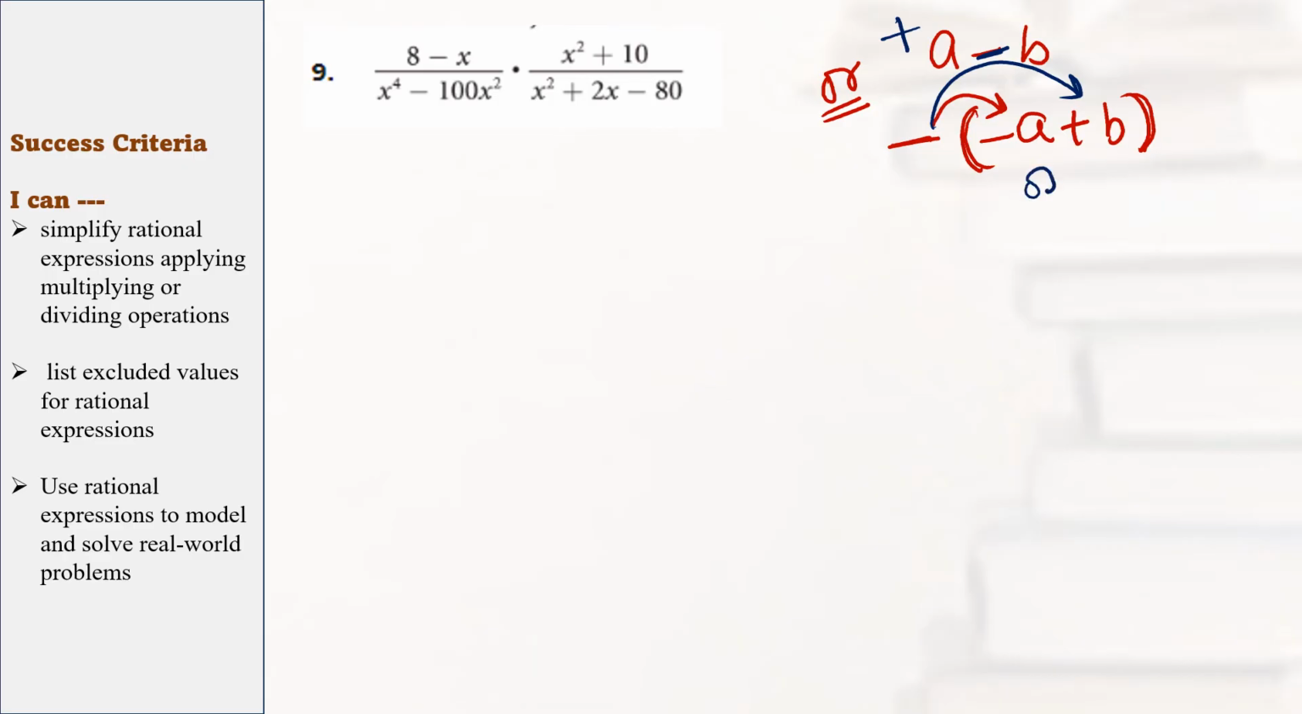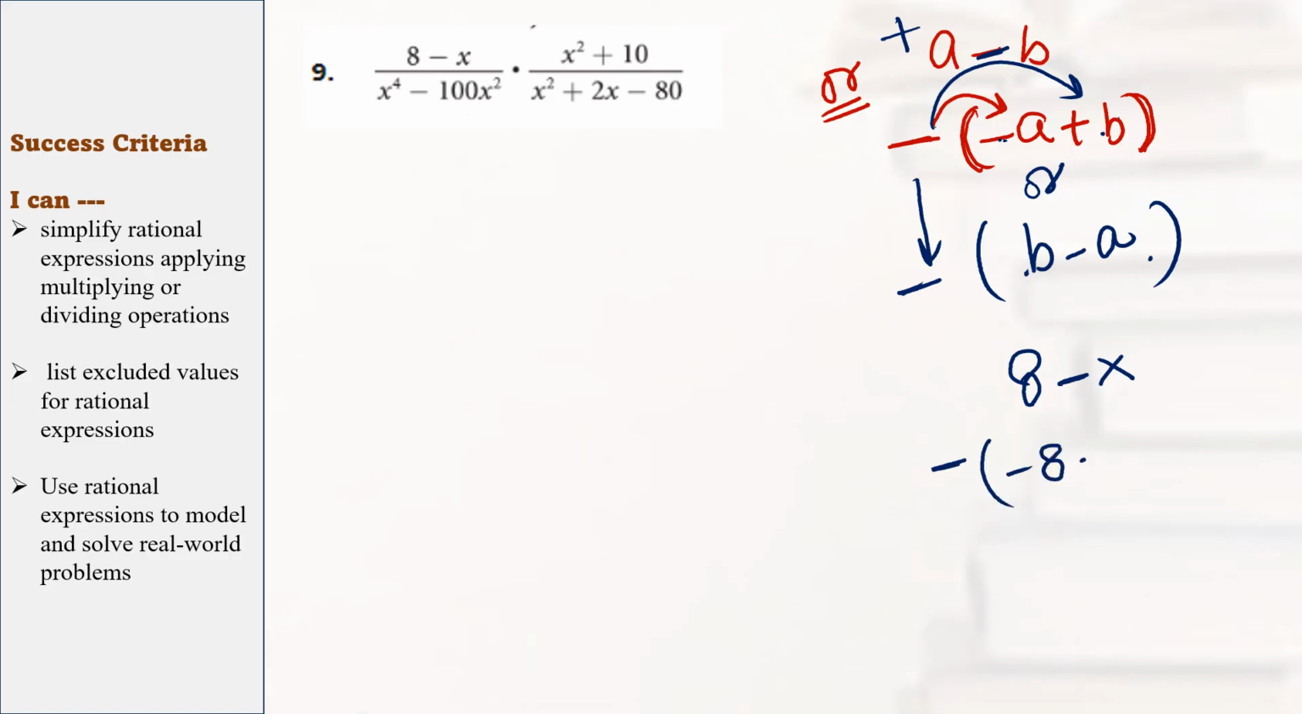Or I can also write it in the other way, keep this minus as it is, and rather than writing minus a plus b, I can also write b minus a. First I write the b and then I write the a. So they all are the same thing. What do I mean by that? For example, if it is written 8 minus x, I can write it as minus and I change the sign, minus 8 plus x. Or I can write it as minus and x minus 8. They all are the same thing.